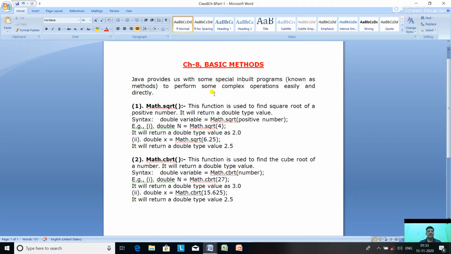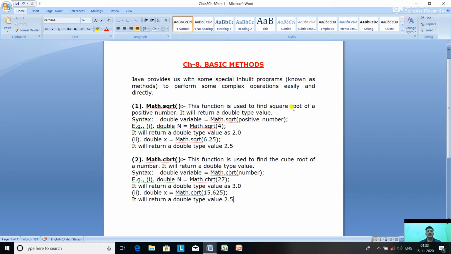Okay. So in this chapter there are 3 functions. The rest we will study in class 9. That is the Math.sqrt function, Math.cbrt function and Math.pow function. So let us see the first one. First is the Math.sqrt function. This bracket sign is called the function or method. Math, M will be capital, it is a class name. .sqrt is a method.